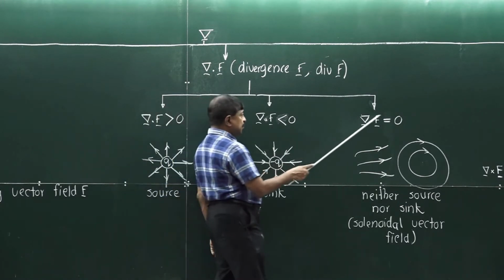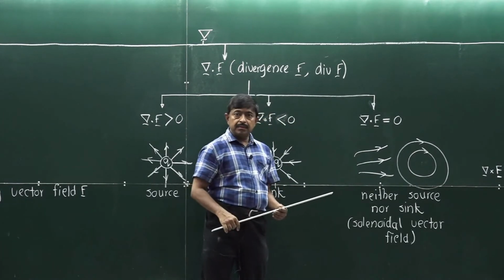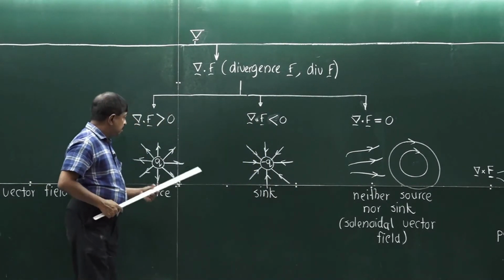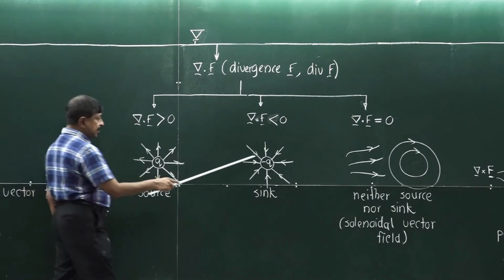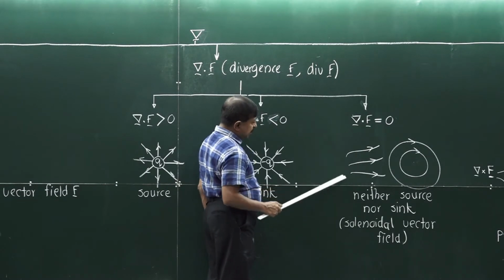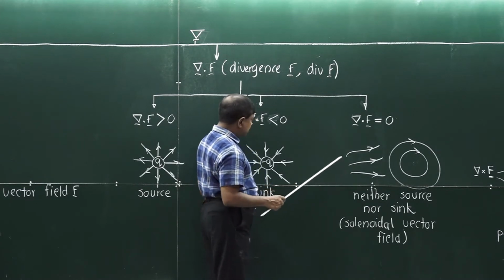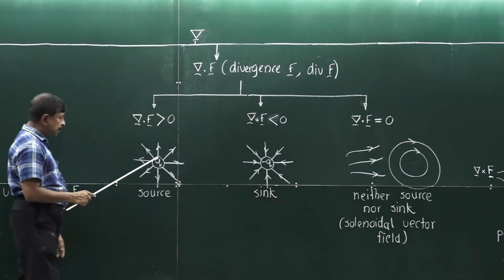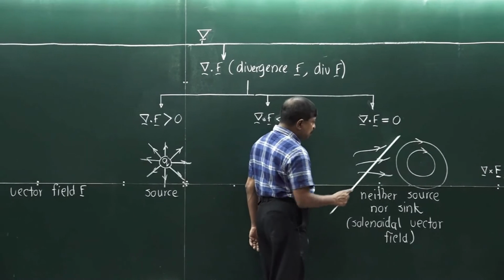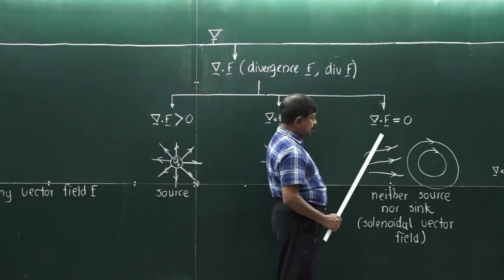If it is equal to 0, it is neither a source nor a sink; it is none of them. Then what kind of field can you expect? Here it is like a source, here it is like a sink, and here you can have this type of pattern, where the lines are parallel or go like this without converging to a point or diverging from a point. Or you can have these types of closed loops.